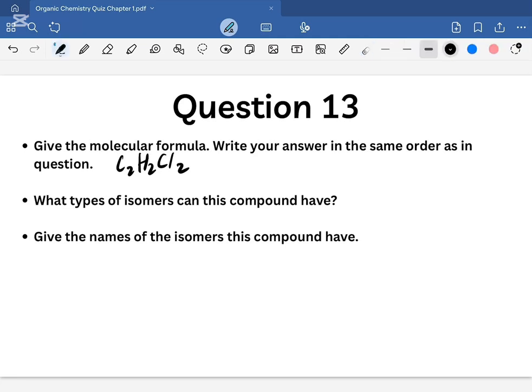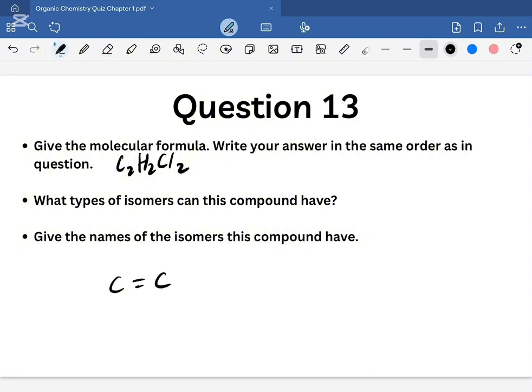This is actually an alkene. Alkane, like ethane, has 6 hydrogen atoms. If we substitute it by 2 chlorine, it will become C2H4Cl2. However, as you can see in this case, we have 2 less hydrogens, so this definitely is an alkene. We have a double bond between the carbon atoms. So the type of isomers that this compound has, first let's draw the structure.